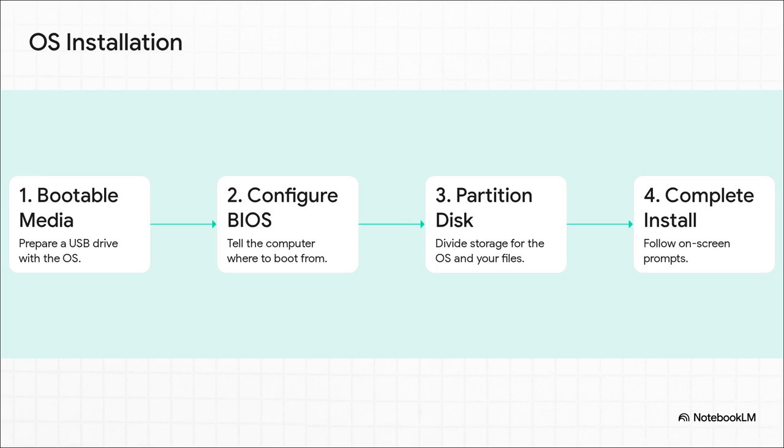One of the first rites of passage is installing an operating system completely from scratch. You're preparing the USB drive, you're talking directly to the machine's deepest level, the BIOS, and you're carving up the hard drive yourself. It's that moment where you go from being a user to being the one in control.